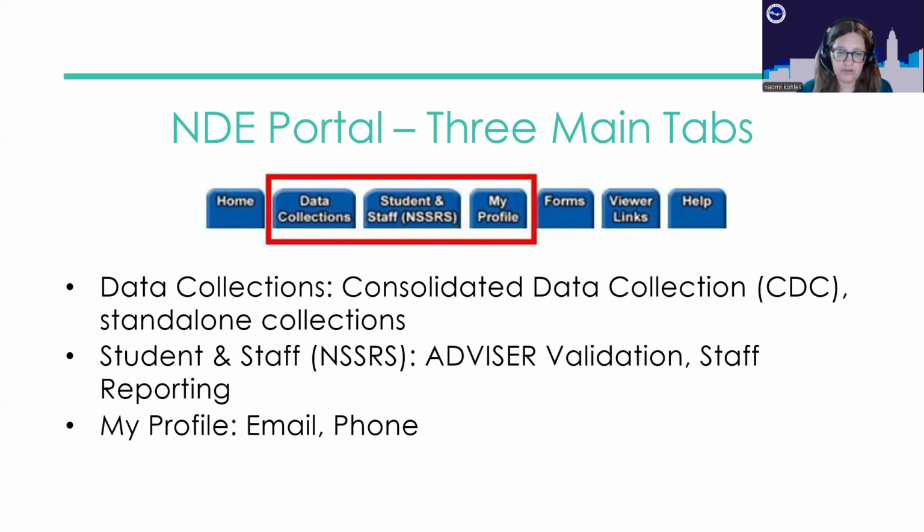The other tab is the student and staff and SSRS tab. I think of this as more specific to people, whether it's reporting your staff data or reporting student data through advisor validation. This tab is going to contain the information more specific to an actual person. And then the other one that we mentioned here is the My Profile tab. In here, you can update your email address in the portal, like I mentioned, if you change school districts, and you can also update your phone number. Unfortunately, we don't have the ability for you to change a first or a last name, but you can contact the service desk and we'll help you out there.